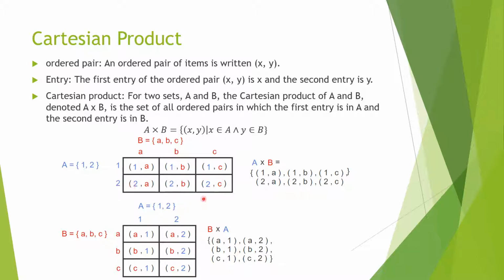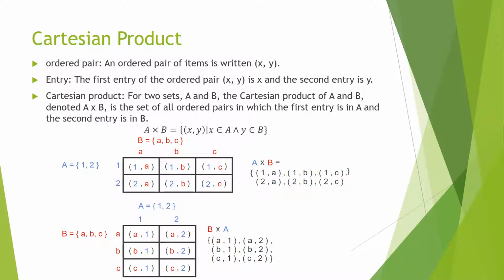Then you get such a table: (1, a), (1, b), (1, c), (2, a), (2, b), (2, c). And this way you can write down A cross B, or A times B, the Cartesian product of A and B, which is (1, a), (1, b), (1, c), (2, a), (2, b), (2, c). All of these 6 ordered pairs are inside a pair of curly braces that shows you have a set of ordered pairs.